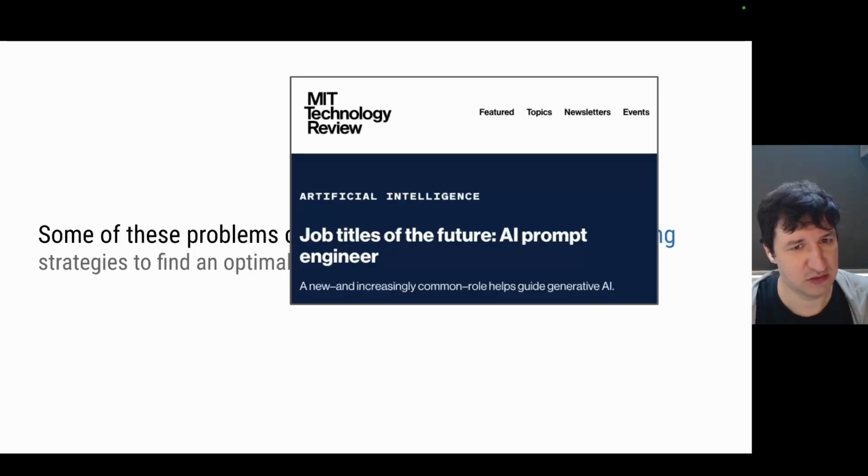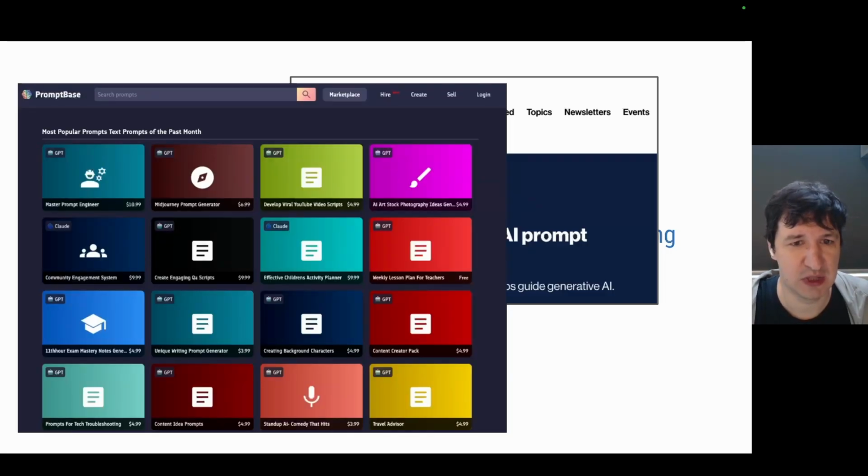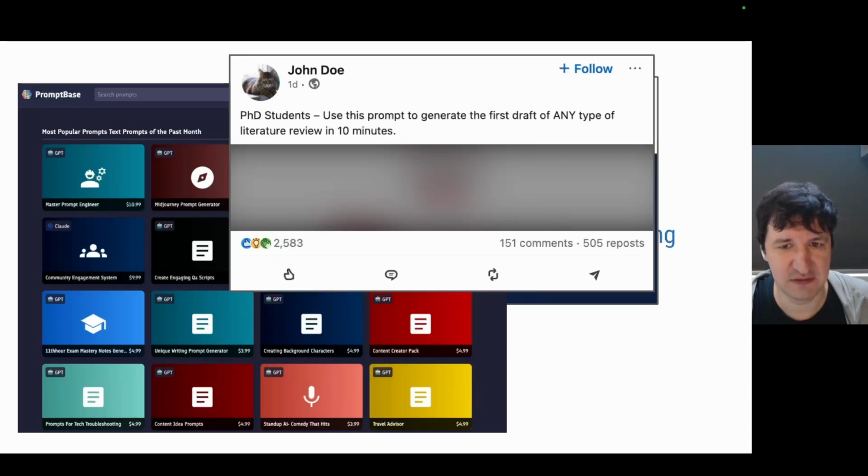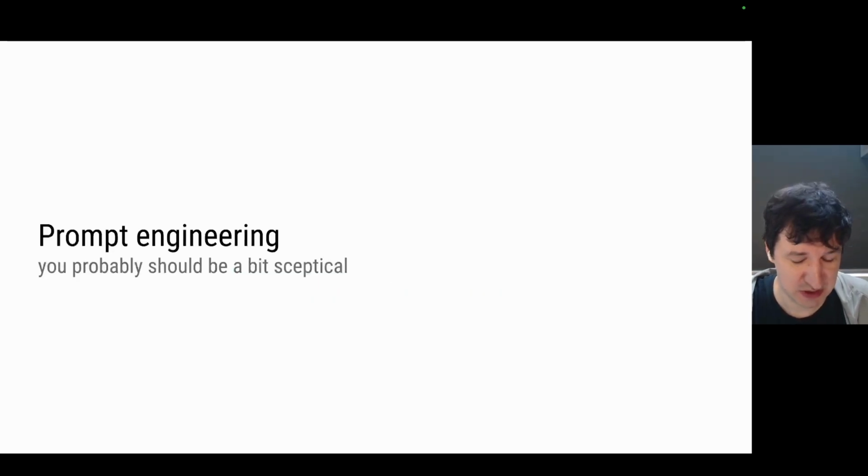And since this whole ChatGPT revolution began, there's been a lot of talk about prompt engineering. Some claimed it would be the profession of the future. Marketplaces were created where people were selling their prompts. And I still sometimes see advertisements promising that there is a magical prompt that will suddenly solve all my research problems. And I think we should be skeptical of such claims. I want to illustrate this with one example.